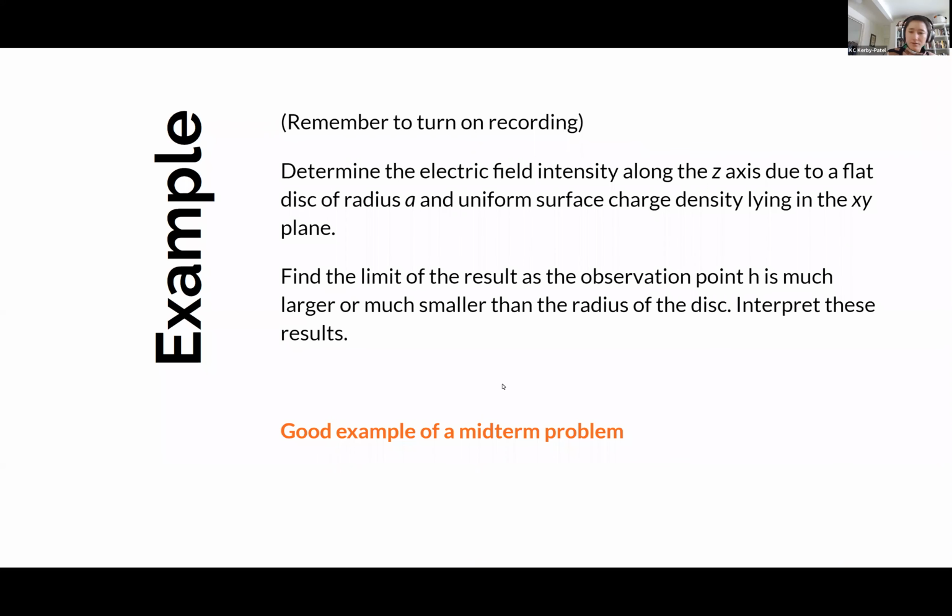I am asked to determine the electric field intensity along the z-axis due to a flat disk of radius A and uniform surface charge density that is lying in the xy plane. And then I need to take a look at the limit of that result as the observation point H, that being the height on the z-axis, gets much larger or much smaller than the radius of the disk, and then interpret what that is supposed to mean.